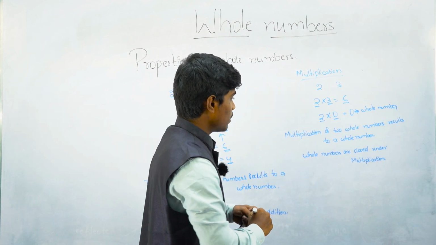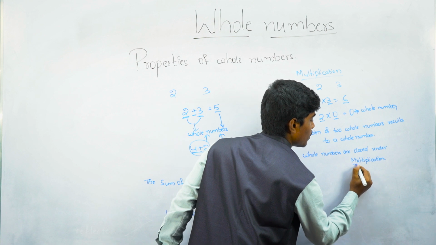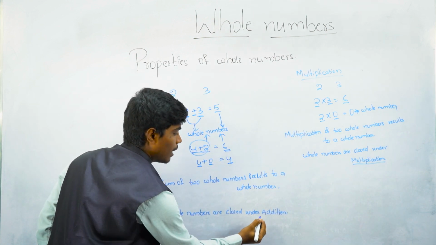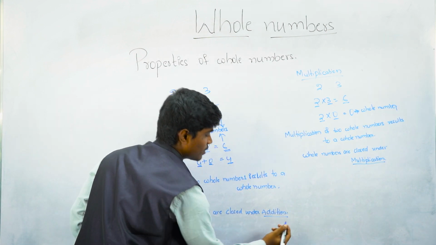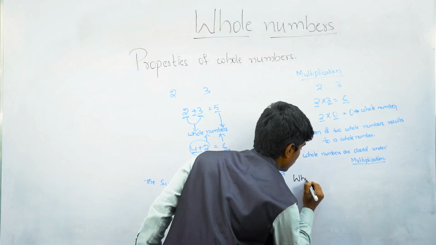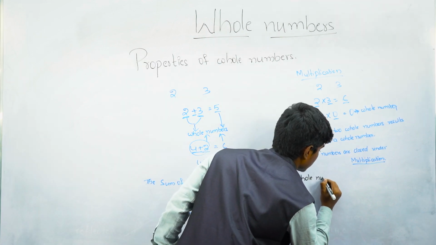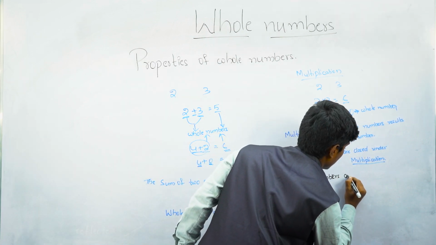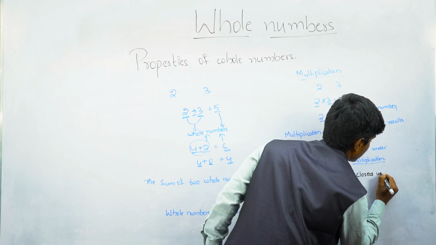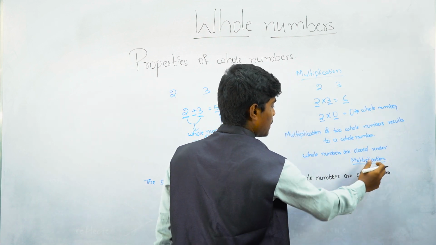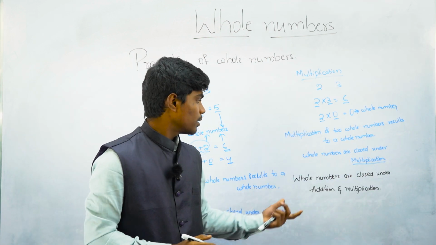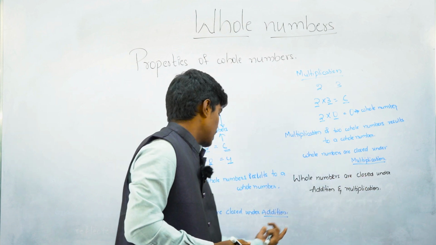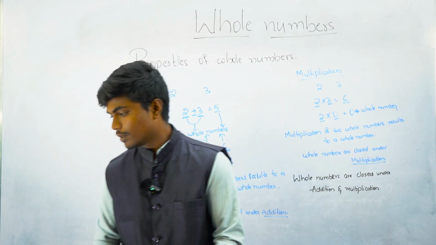Whole numbers are closed under multiplication and whole numbers are closed under addition. So combining them, we can write that whole numbers are closed under addition and multiplication.